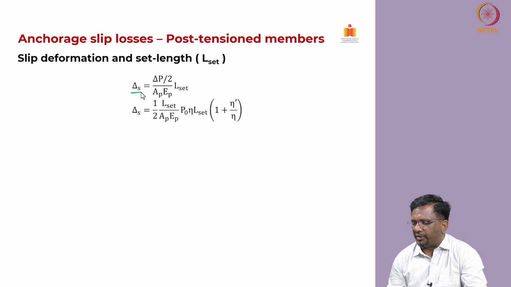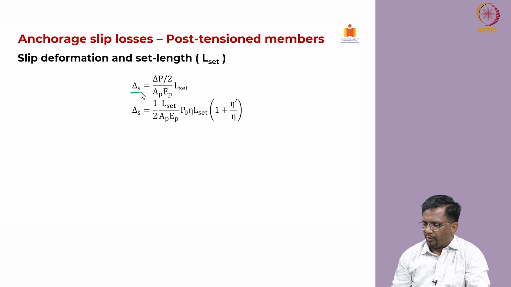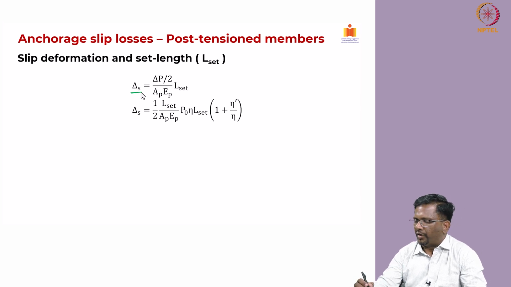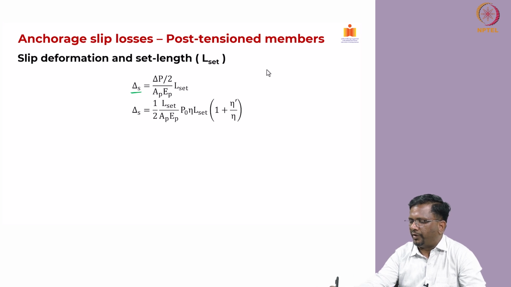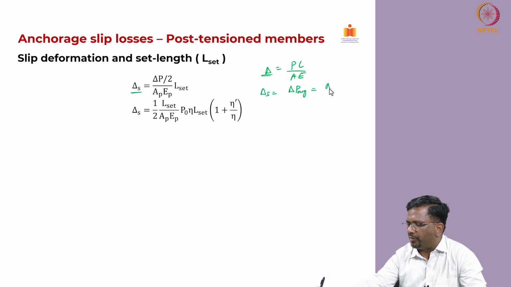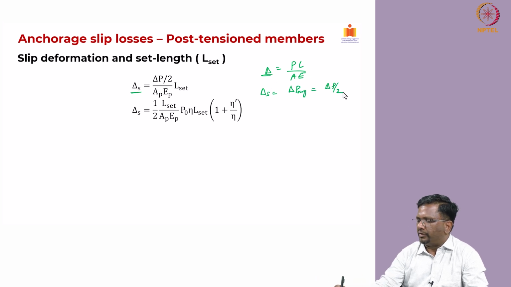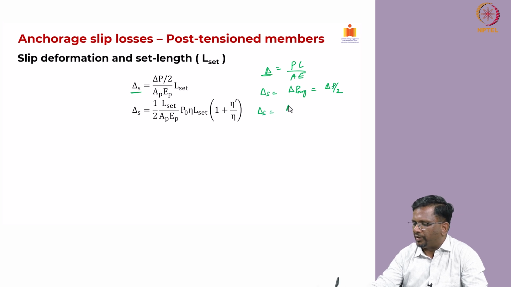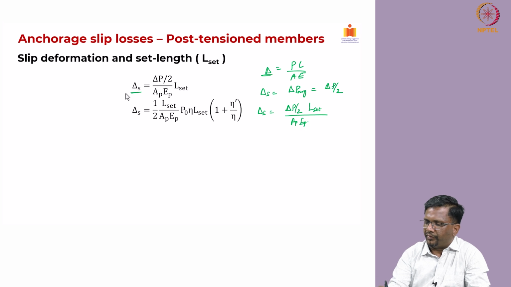What is slip deformation? Let us say that if you go back to this force, what is the force loss that is created? Now, we know the deformation is nothing but PL by AE. What is that slip deformation caused by? Some delta P average force. Now, what is delta P average? It is nothing but delta P by 2, right. So, that means delta S will become delta P by 2 times L set, because this is happening over a length of L set, divided by AP into EP. So, that is what we have here, right.